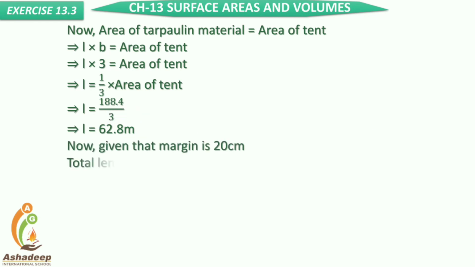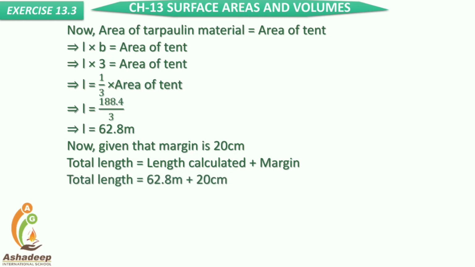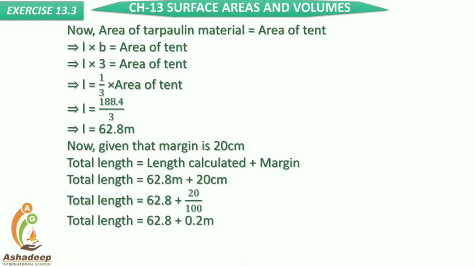So now the margin is 20 centimeters. So total length is the length calculated plus margin. So it is 62.8 plus 20 by 100, because the unit must be same. ये मीटर तो ये भी मीटर में होना चाहिए, अदरवाइज इसको सेंटीमीटर में कन्वर्ट कर दो, right? 0.2. So now what we can say? So length of the tarpaulin is 63 meters. Now let's move on to the next sum.